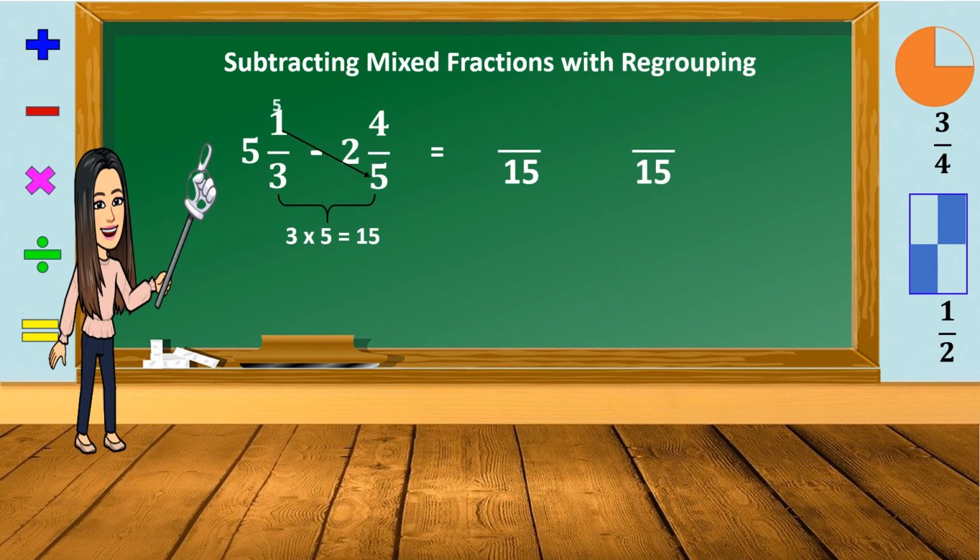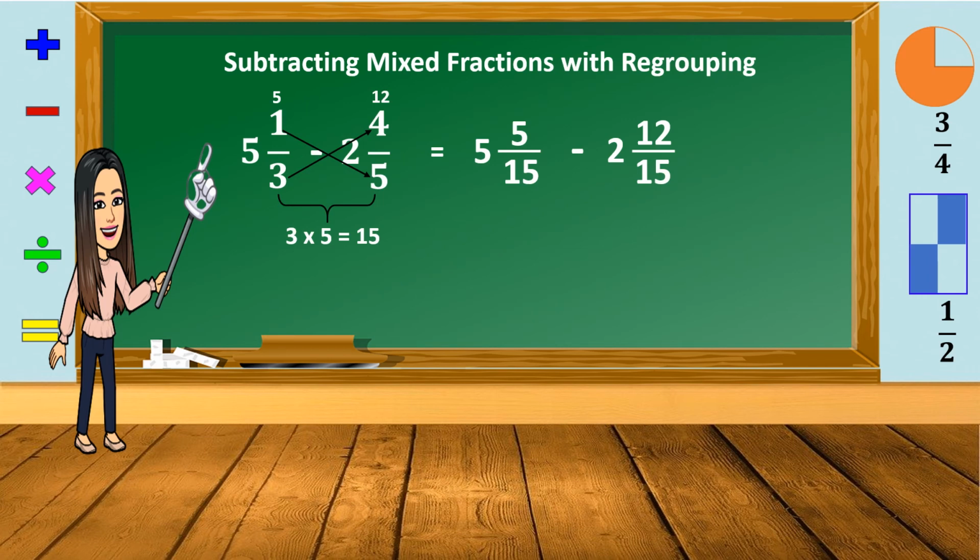1 times 5 is equal to 5, and that is the numerator of your first fraction. And then we have 4 times 3 is equal to 12. That will be the numerator of your second fraction. Then copy the whole numbers of the given fractions. So we now have 5 and 5 over 15. This is the same as 5 and 1/3. Then we have 2 and 12 over 15, which is the same as 2 and 4/5.